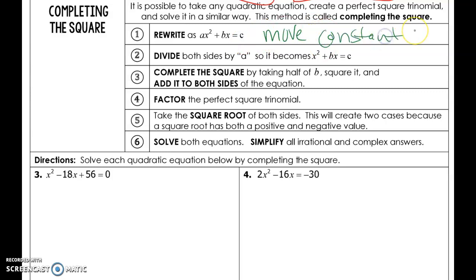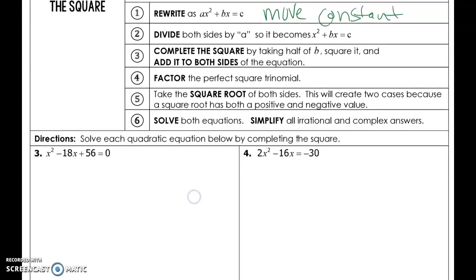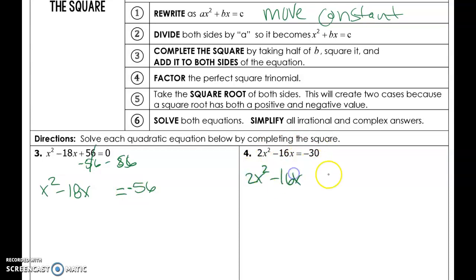So I'm going to move the constant away. So if I'm looking at equation number 3 on here, I would subtract 56, and I would get x squared minus 18x equals negative 56. Okay, if I looked at question number 4, that constant is already moved, so I'm already set up for step number 2. So let's see what step number 2 is.